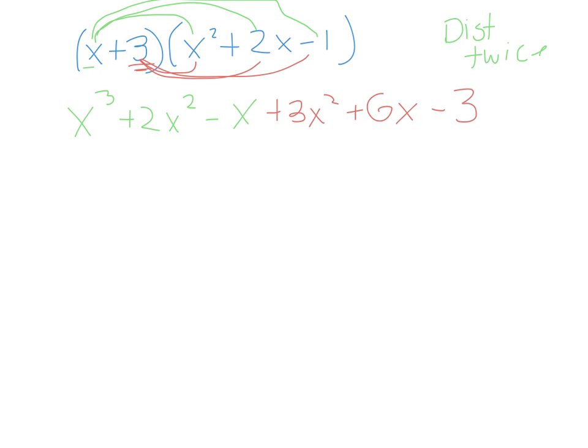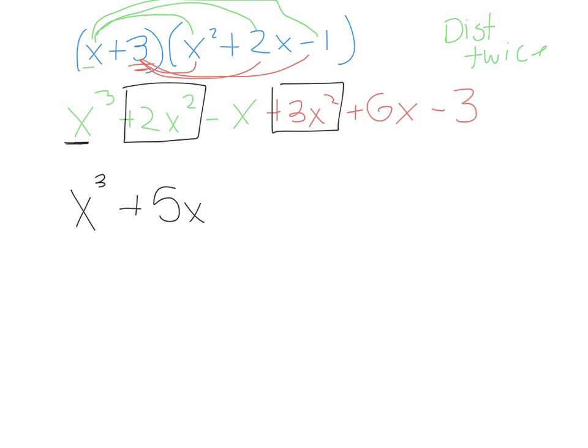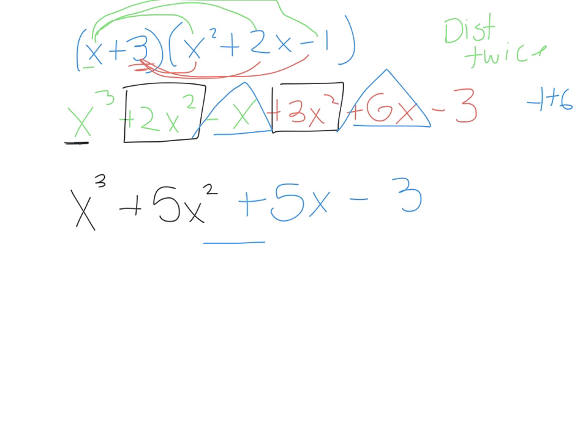Now I have to combine like terms. x to the third, there's only one with a cubed, so that's the only one. 2x squared plus 3x squared gives me 5x squared. Then I have negative x plus 6x. That's negative 1 plus 6. That's 5x. And then I have minus 3. I don't have any more like terms here, so this is going to be my final answer.